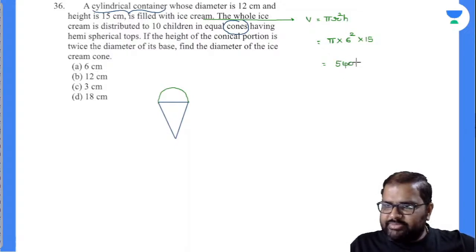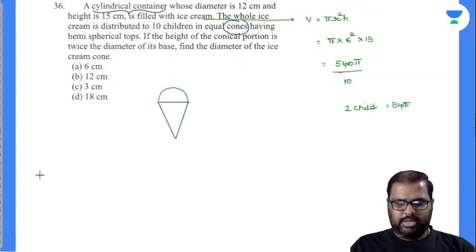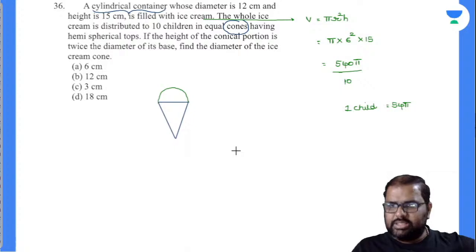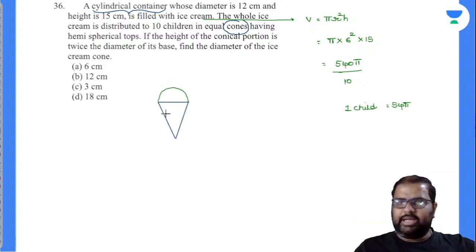Now dekho beta, this 540 pi volume of ice cream is divided among 10 children equally. So one child got how much ice cream? Is it 54 pi? Yes, it is 54 pi. Done. Am I right or wrong? Perfectly right. Now this 54 pi volume of ice cream is filled in this cone with hemispherical top.